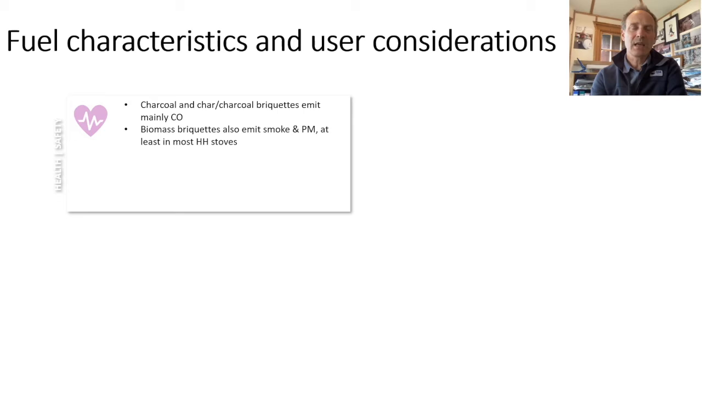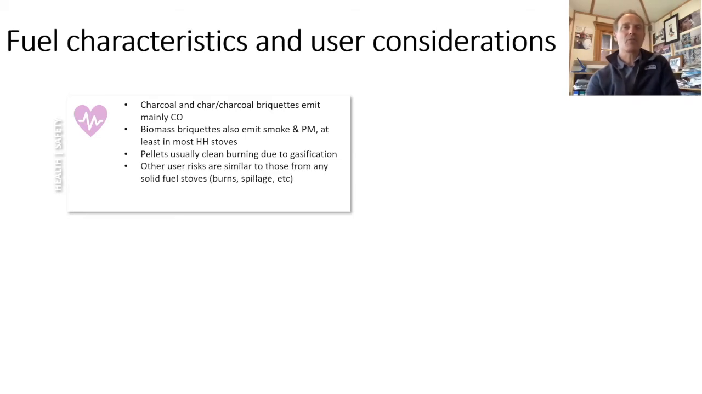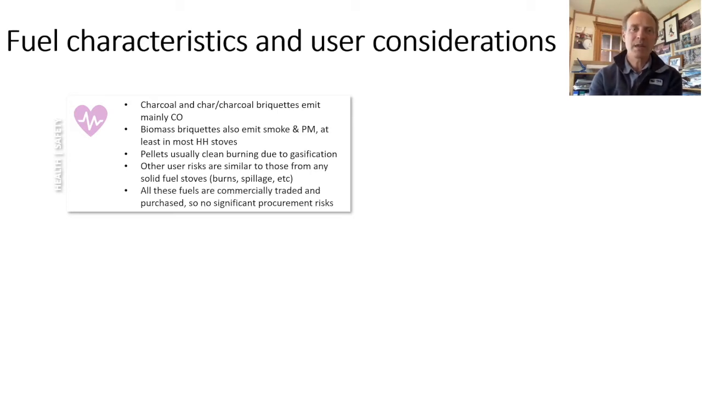There is also in the biomass briquettes, the non-carbonized fuels, a risk of other pollutants coming off, smoke and particulate matter, and pellets tend to be very clean burning due to the gasification of the wood, the combustion of the wood gas that comes off at high temperature. So that's most clean burning of all. Other risks associated with the fuels are minimal, at least compared with other fuels. The usual risks of spillage or a pot falling off, but it wouldn't be unique to these processed biomass fuels.